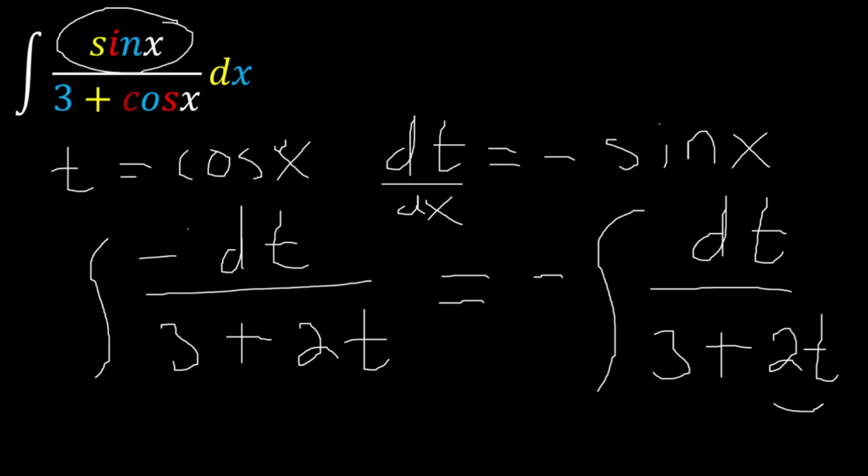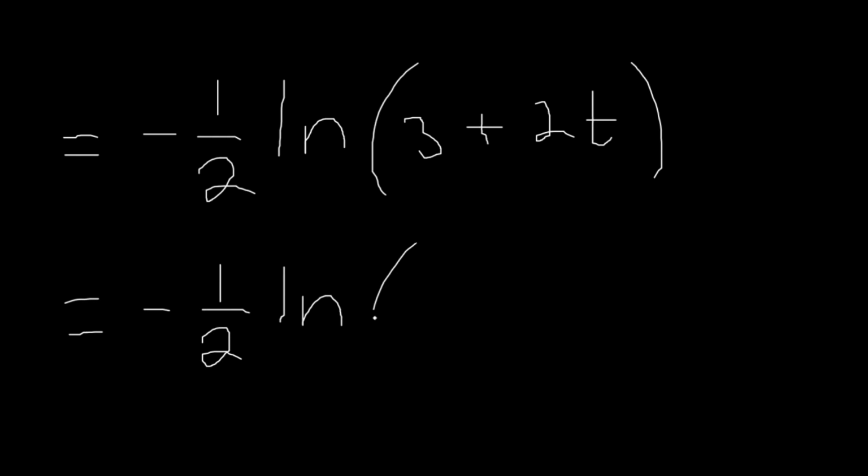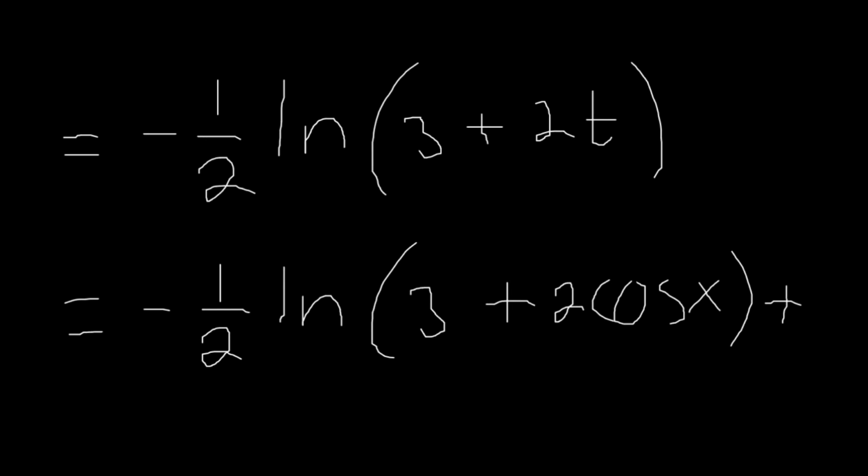That will be equal to negative half ln of 3 plus 2χ. That will be equal to what? Negative half ln of 3 plus, what's our χ? cos x. That is 2 cos x, plus k.